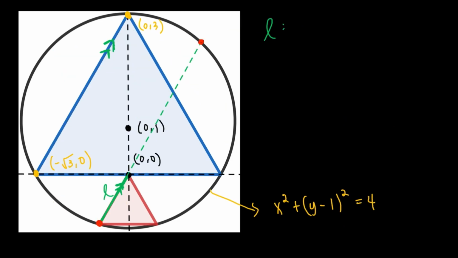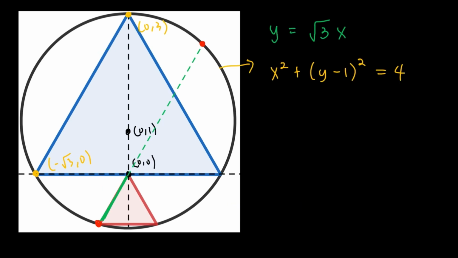So let's try to take the intersection of the green line in this case, which we know the equation of already. It's going to be y equals the square root of 3 times x, and I just have to take the intersection of these two. Now, there's no easy way for us to solve the question but to literally substitute y in.